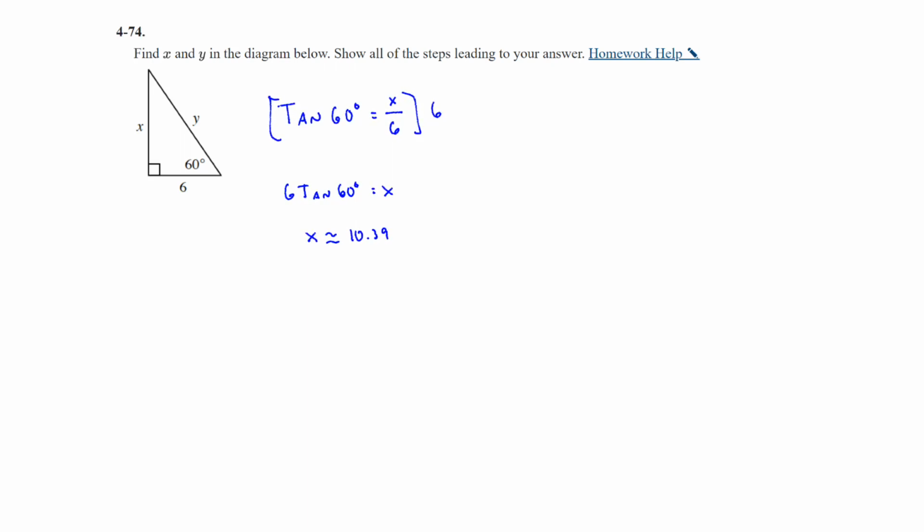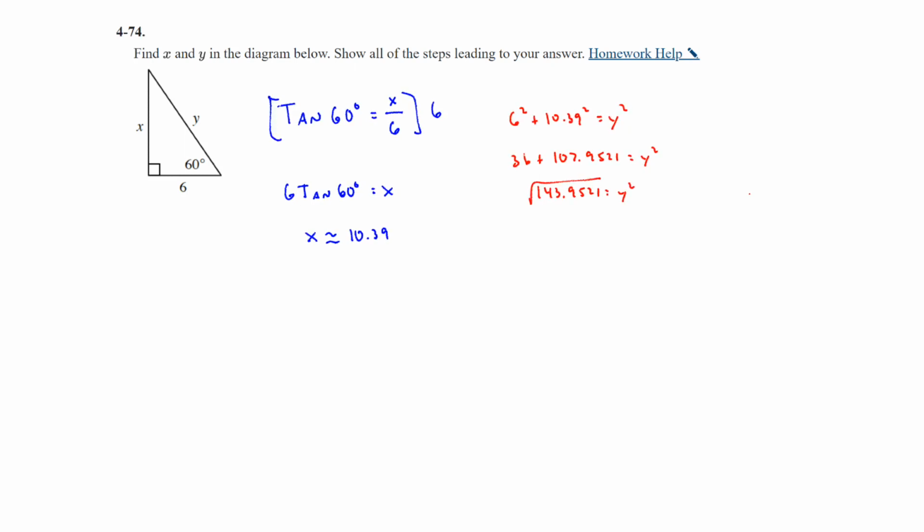It is a right triangle, so we can now use Pythagorean theorem to find the other side, or the hypotenuse, I guess. 6 squared plus 10.39 squared is equal to y squared. So this will be 36 plus 10.39 squared is 107.9521. I'll write all the numbers. Is equal to y squared. We're going to add those two up to get 143.9521.